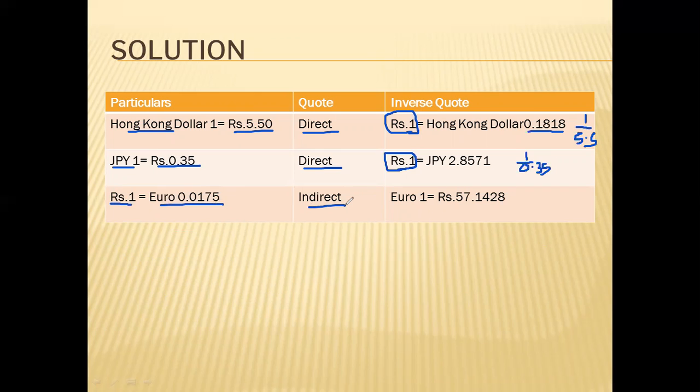So to convert into a direct quote, you will have to bring the foreign currency to the left-hand side. That we have done. And what we have done is 1 divided by the quote given, 0.017. So like this you can convert one quote from another quote. If a direct quote is given, you can convert it into an indirect quote. If an indirect quote is given, you can convert it into a direct quote also.